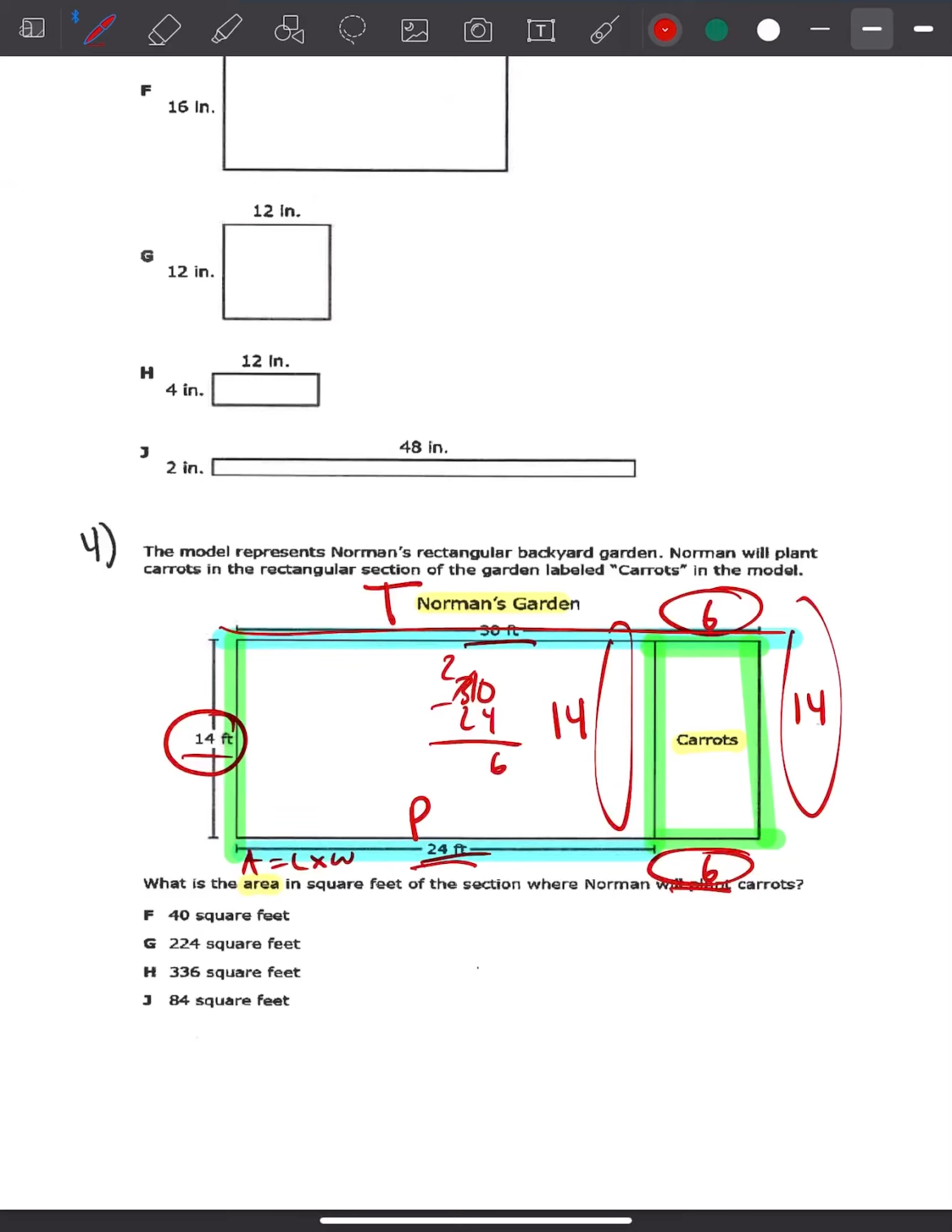Okay? So now I got to find my area. Remember what area means? All you got to do is length times width. So that means that you're going to do 14 times 6. Okay? You can solve it on the side. And that is how you solve number 4.